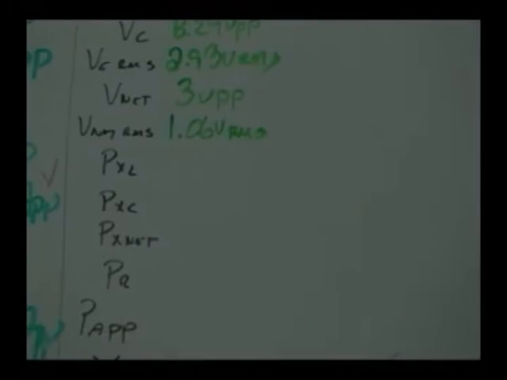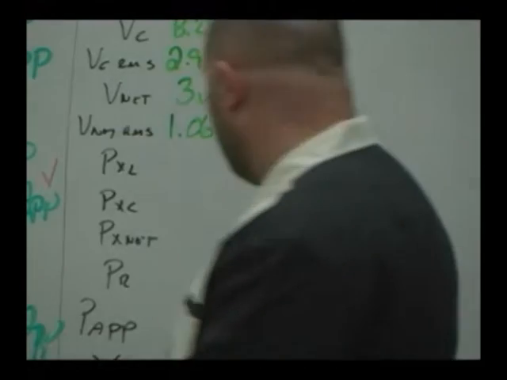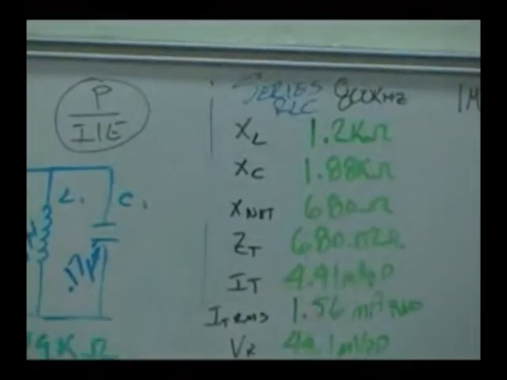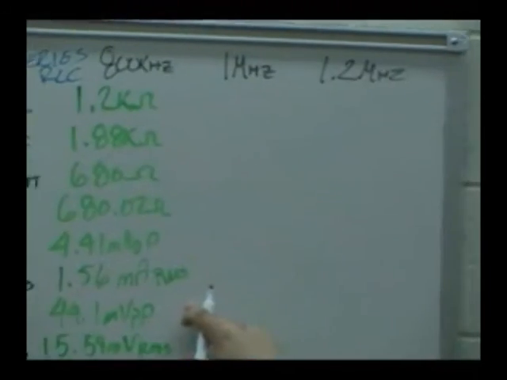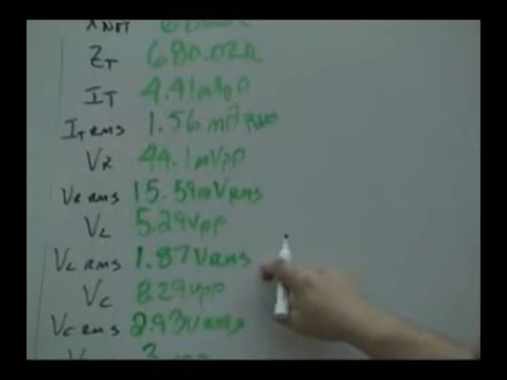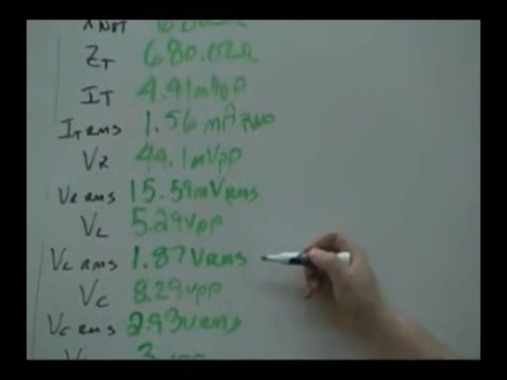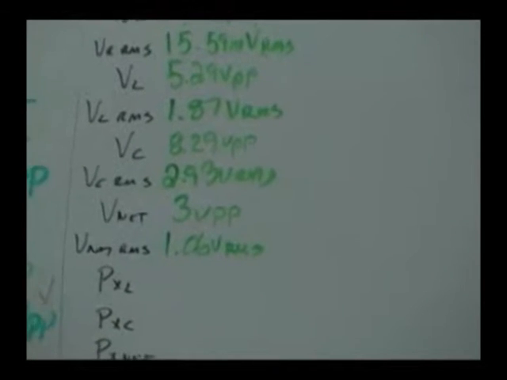Can we solve for power finally? Yes! How do we find PXL? What's the formula? Power equals I times E, isn't it? Can we take the RMS total current and multiply it by the inductor voltage, the RMS? Yes. We have to use the RMS value. So it's current RMS times inductor voltage RMS to find PXL. The inductive reactive what? Power.